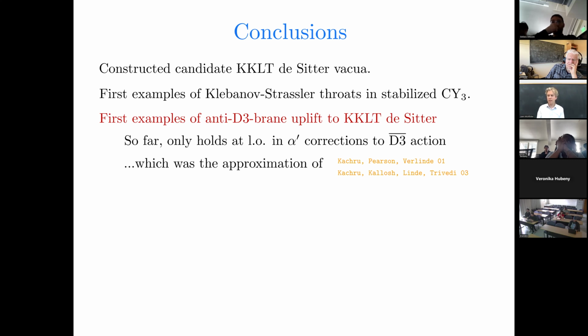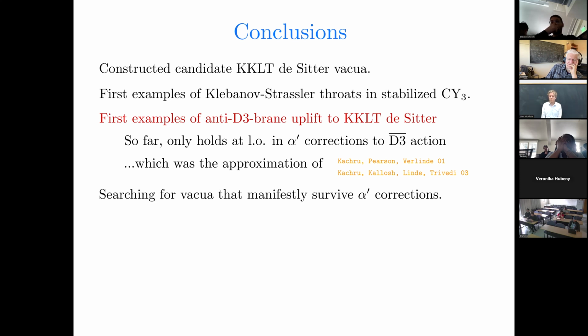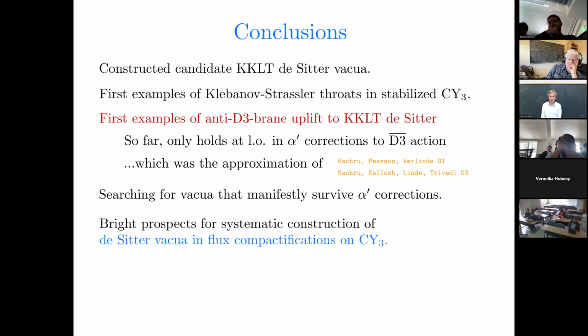And so, at least at that level, we've succeeded in some way, and one would like to do better and work to higher order. So we're searching very hard for vacua that can more manifestly survive alpha prime corrections. And overall, I would say there are bright prospects for systematic construction of de Sitter vacua in compactifications on Calabi-Yau threefolds. Thanks a lot.